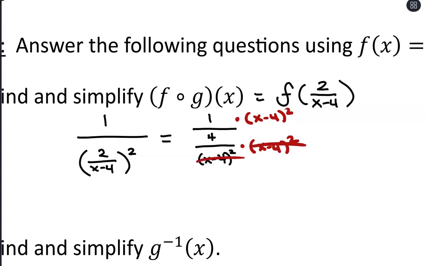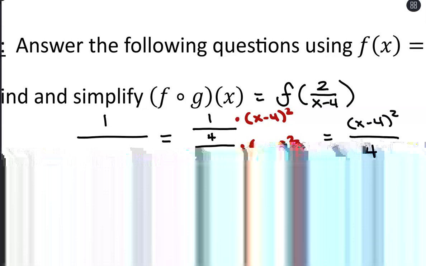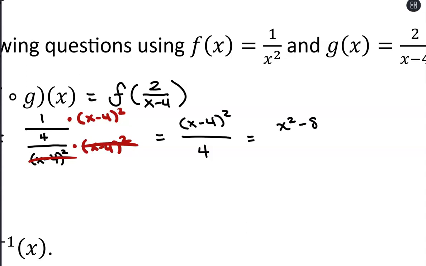So down here we get a nice cancellation, and I'll have this x minus 4 quantity squared up there over 4. And I can leave it like that, or we could expand out the square, but that looks great just like that. There wouldn't be anything else we can cancel out because there are no common factors between the numerator and denominator.